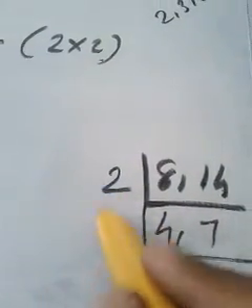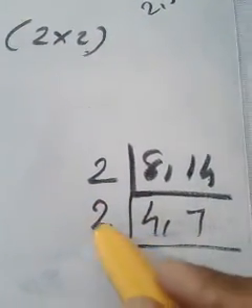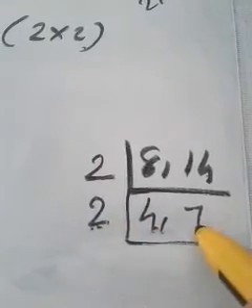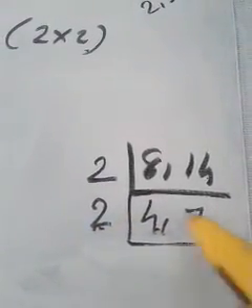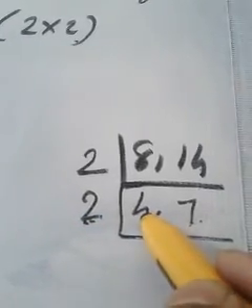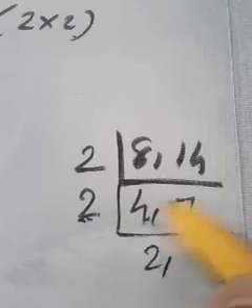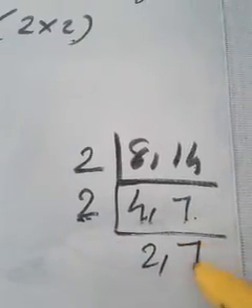And can you write 2 again? Yes, I can write 2 again because 4 is there. 4 I can divide by 2. 7 is there; 7 I cannot divide by 2, but no problem, 4 still exists. In 4 how many 2s are there? 2. In 7 is there any 2? No. So just write 7 as it is.